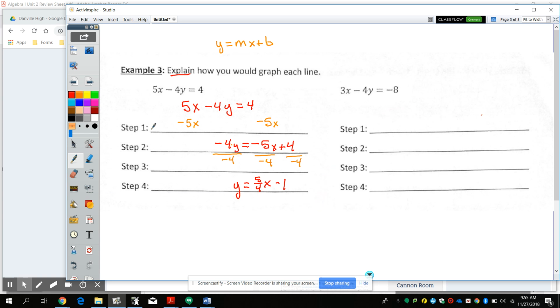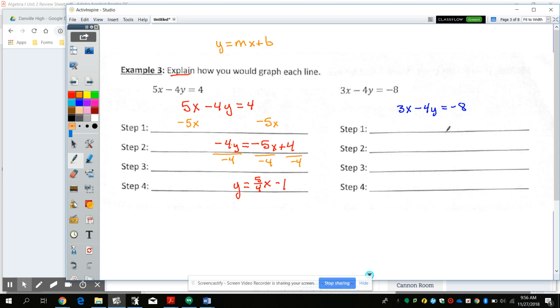I'm going to go ahead and work out this next problem here. Let's switch to blue. 3x minus 4y equals negative 8. Now, I would encourage you to pause the video for a moment and on your own, try to work this out before I do. Okay? Did you pause it? You should have. Do it now. Okay, go ahead.